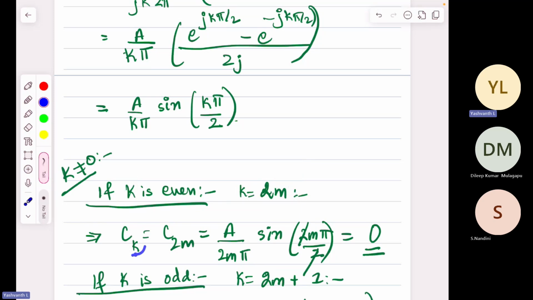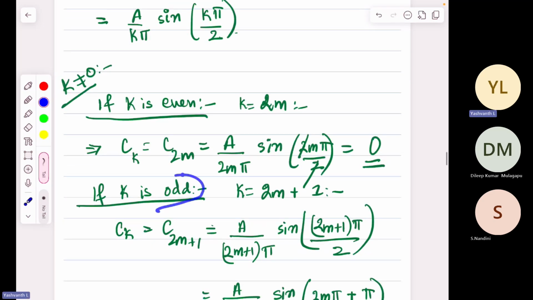Then ck is the same as c2m, which is equal to a by 2m pi into sine 2m pi by 2. But 2 cancels, so sine m pi. But sine m pi is equal to 0 for any m being an integer, right? So what it says is that all even Fourier coefficients will take the value 0.